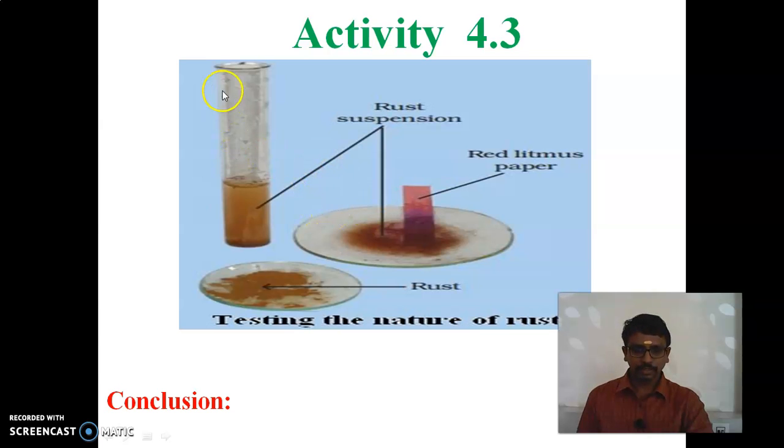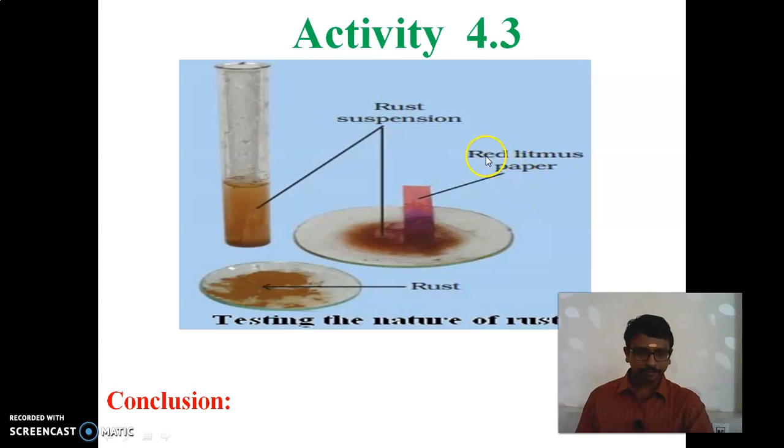In that rusting activity, we have to put the rust into a test tube, add water, and separate the suspension particles, and those suspension particles are dipped in the china dish. We have to test that suspension of rust particles with litmus paper.